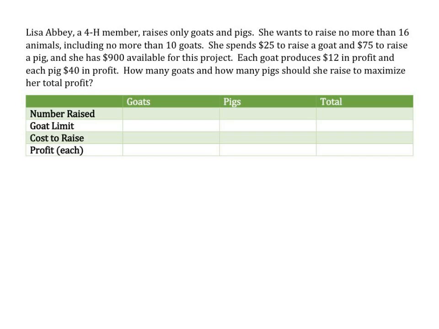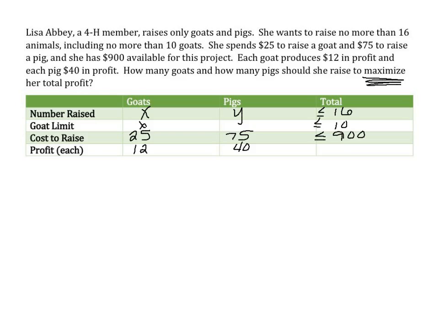So here we want to look again, maximizing our profit. We don't know how many goats we have, so we'll label them X. We don't know how many pigs we have, but she knows she doesn't want to raise any more than 16 altogether. We also have a goat limit. She wants to raise no more than 10 goats. We know that it costs $25 to raise a goat, and it's $75 to raise a pig, and she has no more than $900 to spend. And we receive $12 per goat and $40 per pig.